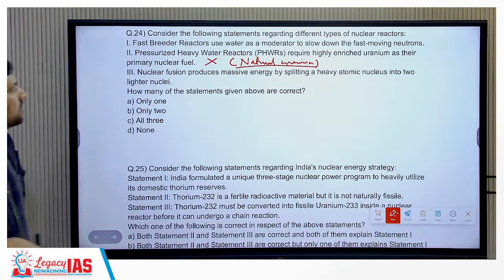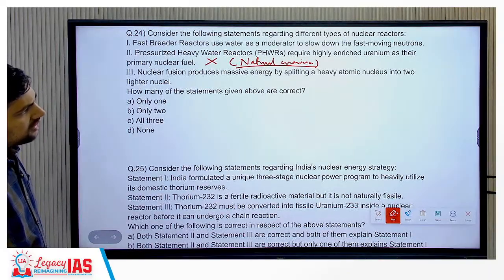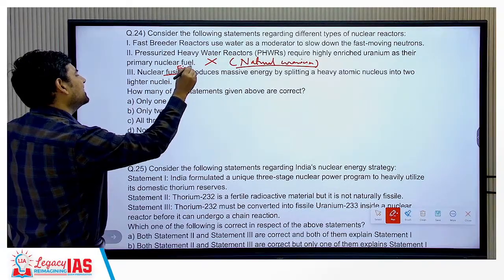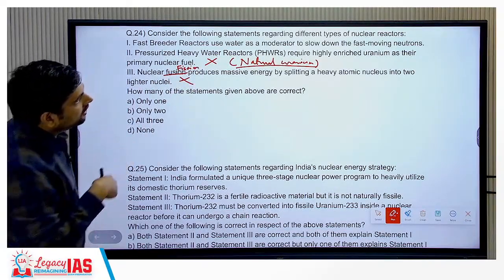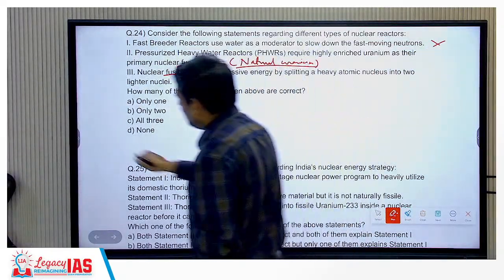Okay, then nuclear fusion produces massive energy by splitting a heavy atom into two. This is fission. Classic trap, just changing it. So the answer becomes what? Fast breeder reactors. This is also wrong. Okay, so the answer is D, that is none.